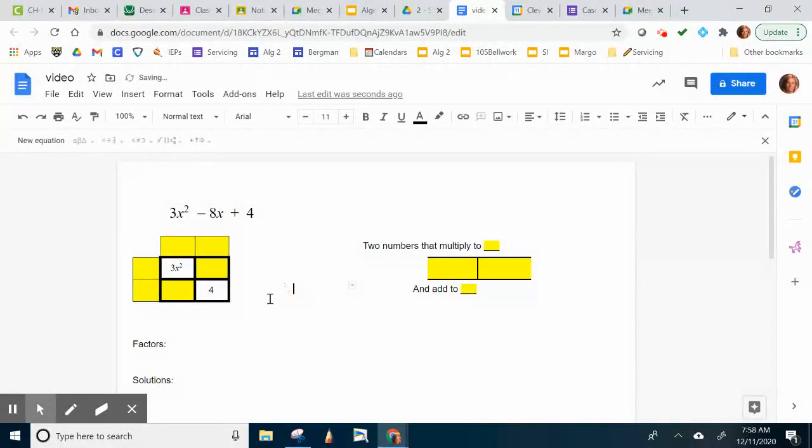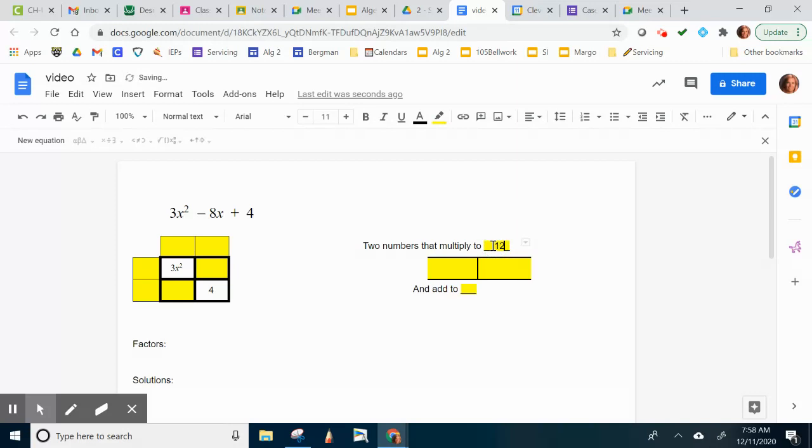So we filled in those two pieces of the box, but what goes in those yellow boxes, these diagonals right here? That's what we're going to be using this for. So we need to find two numbers that multiply to what? Well, to figure out what this number is, we're going to multiply the first number, what we also call the A value, this 3, times the last, which is the 4. So 3 times 4 is 12.